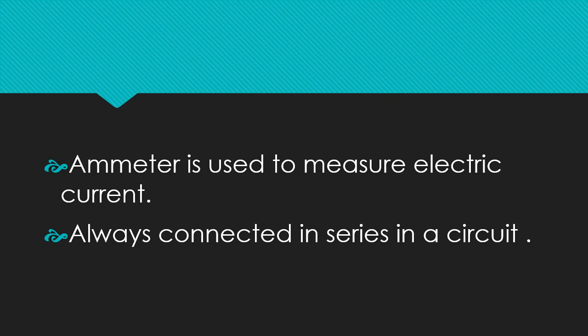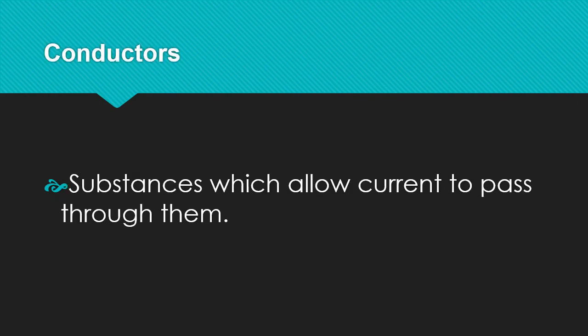An ammeter is used to measure electric current. Ammeter has very low resistance, so it is always connected in series in a circuit. Conductors. Conductors are those materials or substances which allow current to pass through them. Conductors are those materials in which electrons can move freely. All metals are conductors.